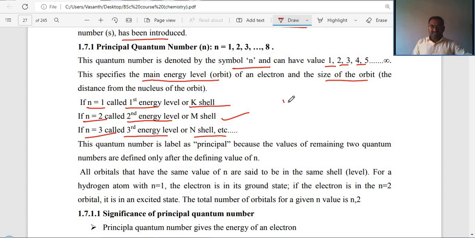We just have to make a correction here. n is equal to 1, that is K shell. n is equal to 2, that is L shell. n is equal to 3, that is M shell. n is equal to 4, that is N shell.